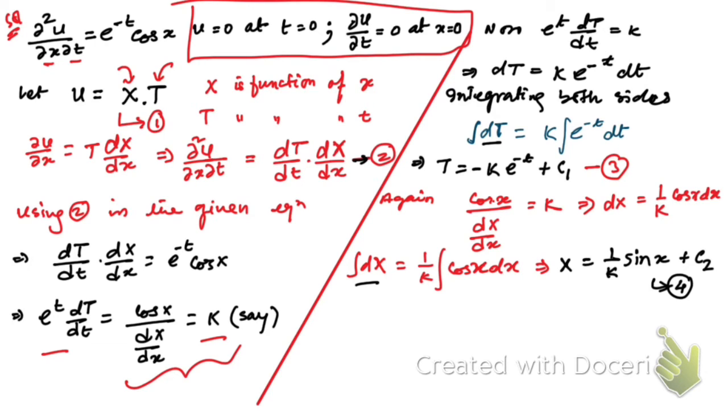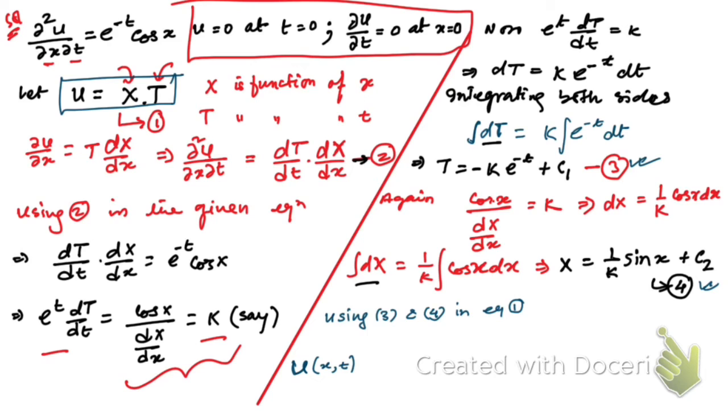Now let us use equations 3 and 4 in equation number 1 to get the complete solution. So what we're going to have is u, which you can write as a function of x and t. So capital X is this; this is the result of capital X. Let me write the capital X result first.